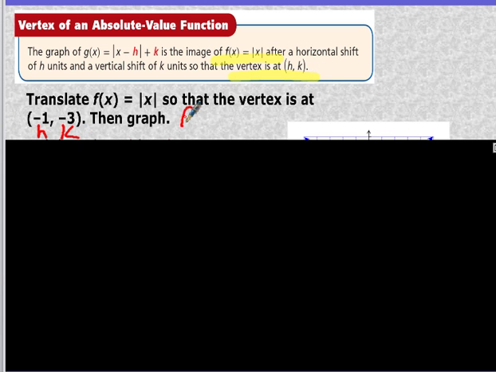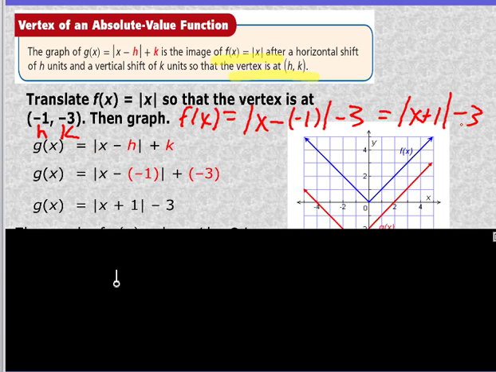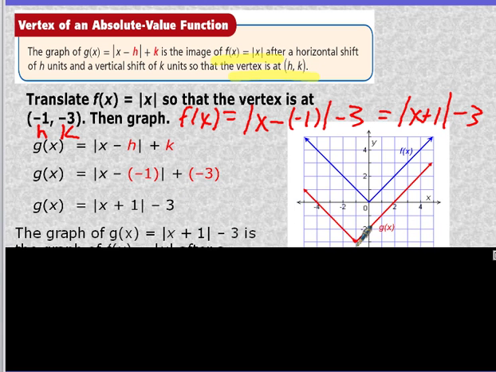So we're going to have f of x equals the absolute value of x minus, and our h is negative 1, and then plus k, which is negative 3, which is equal to the absolute value of x plus 1 minus 3. So that's our new function. What does it look like? Well, our vertex now, instead of at 0, 0, is going to be at negative 1, negative 3. We haven't done any compressions or reflections, so we just draw our sides by going up 1 over 1, up 1 over 1, and drawing our linear graphs.